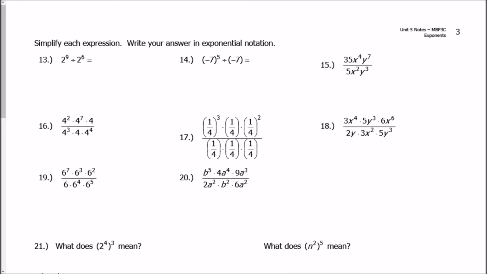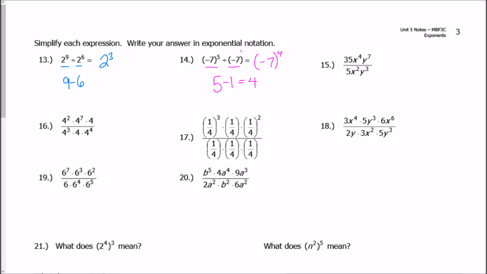So taking a look at number 13 right here, we have 2 to the power of 9 divided by 2 to the power of 6. They have the same base. And then I'm just going to do 9 minus 6, which is 3, so it's 2 to the power of 3. Okay, here I've got negative 7 to the power of 5 divided by negative 7. They have the same base, so I'm just going to do 5 minus 1 because there's an invisible 1 here. And when I do that, I get negative 7 to the power of 4.